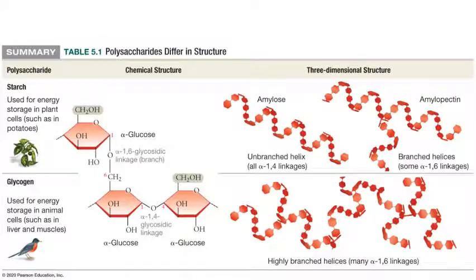This table is showing you the difference between the structure of starch and glycogen. You have starch on the top here, glycogen on the bottom. Here you have amylose, which is unbranched starch. So it's just a single chain of alpha glucoses linked with the alpha-1,4 glycosidic linkages, and you can see that it twists around itself to make a helix. Anytime you have glucoses linked by the alpha-1,4 linkages, it's going to give you this coiling structure. Next to the amylose, you have amylopectin, which is branching starch.